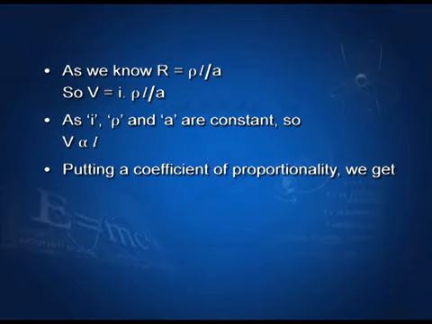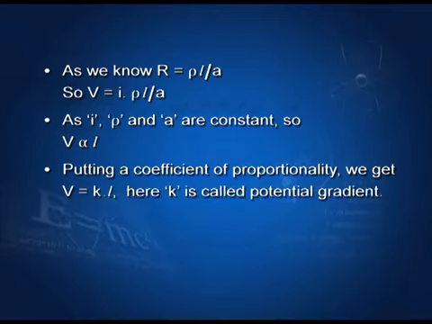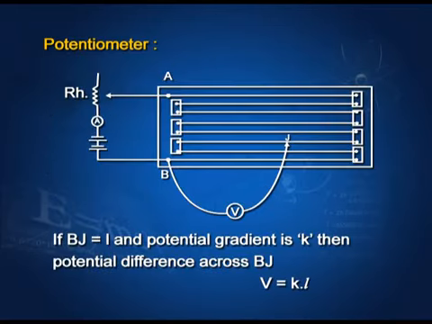Putting a coefficient of proportionality, we get V equals K into L. Here K is a constant called the potential gradient. Its SI unit is volt per meter. If we calculate the value of K, then we can calculate the potential difference across any section of wire. If we know the value of K and any cell is giving a null point across a length L, then the potential difference across the length L will be V equals K into L.